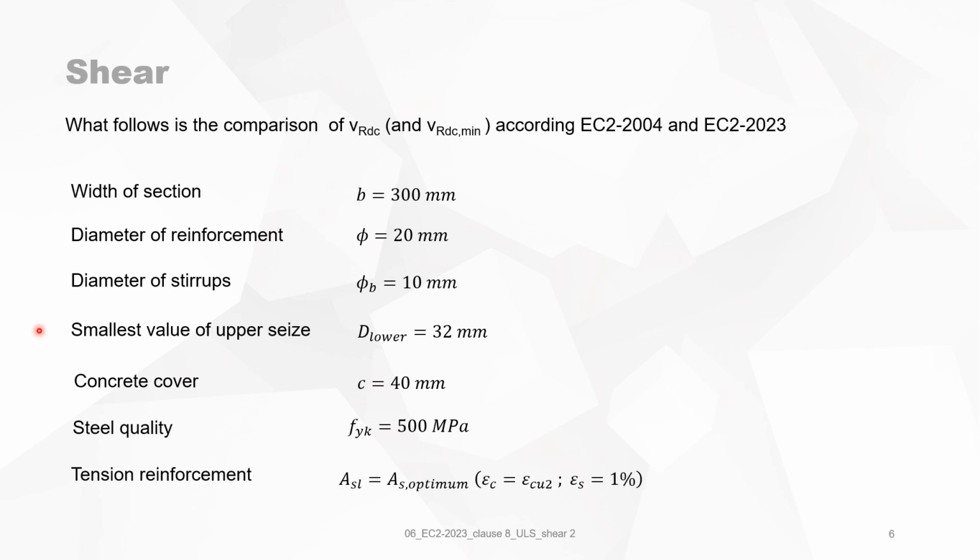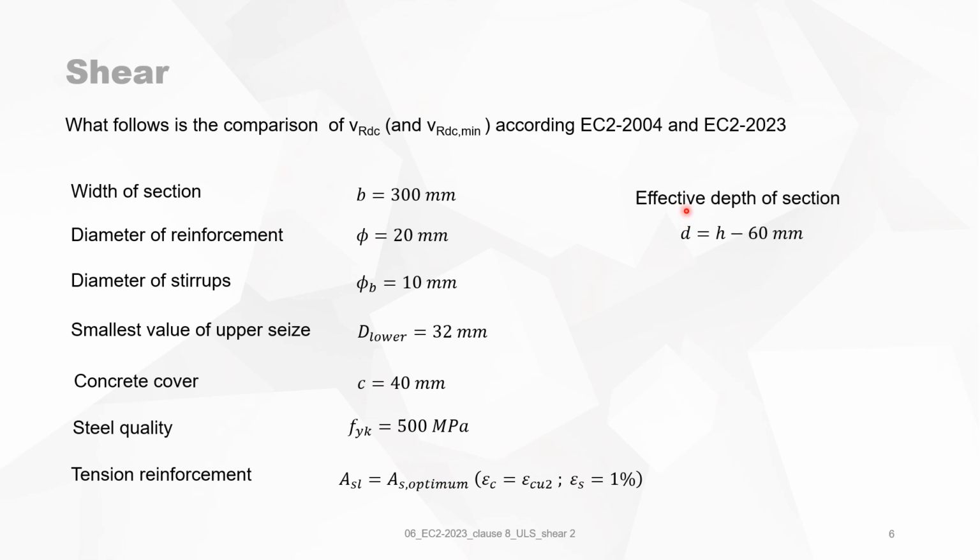The tension reinforcement, taking in the formula to calculate rho L, we will take the tension reinforcement as the optimum reinforcement that is needed for the bending moment. And the optimum reinforcement is defined when the strain in the concrete is equal to the maximum strain in the concrete, and the strain in the reinforcement is equal to 1%. So this is an optimum use of materials, more or less. So we call this optimum reinforcement.